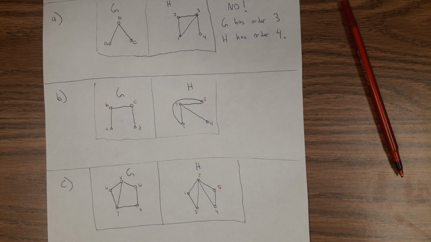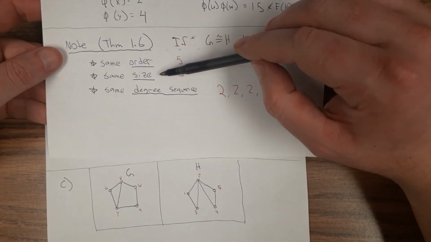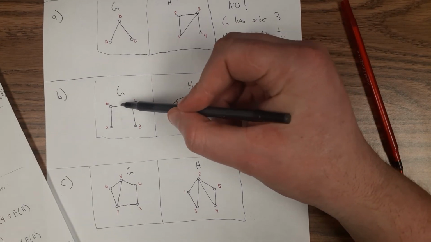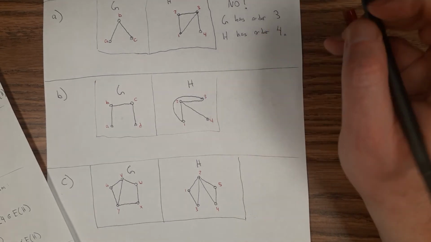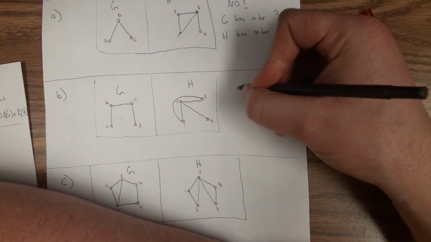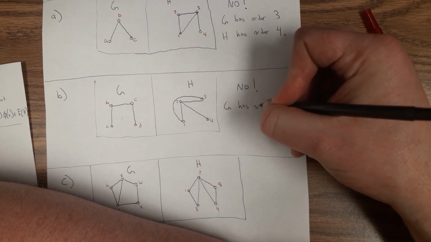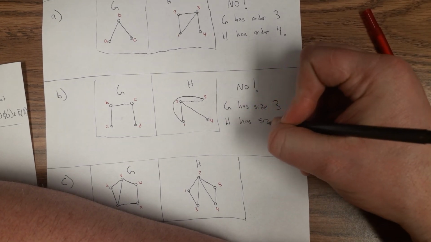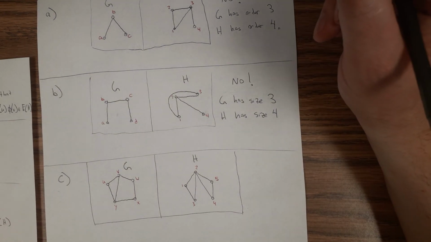What I would recommend is start thinking about the next thing, which is, well, they're kind of in order here. Check whether they have the same size. Check whether they have the same number of edges. This one has size 3. This one has size 1, 2, 3, 4. Looks like we're done. The answer is no. G has size 3. H has size 4. So that's an explanation.